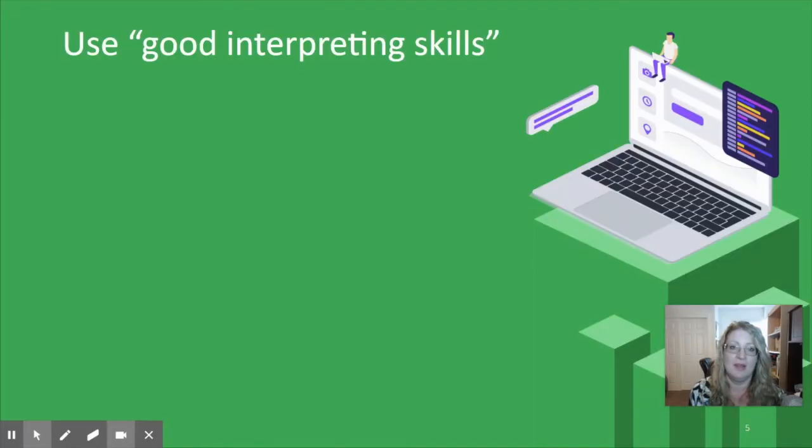Now we're going to talk about some good interpreting skills, regardless of whether the task involves listening, writing, or even viewing a video. And these are skills that people who are successful readers, for example, do all the time naturally in their heads. We don't want to forget to do those in our new languages as well, because they can really take our understanding to a whole new level.